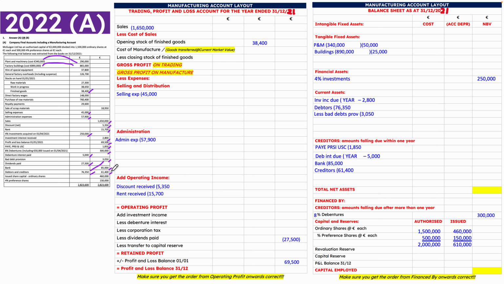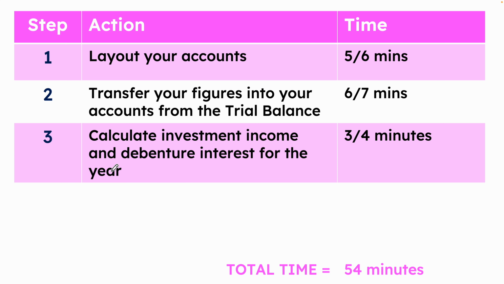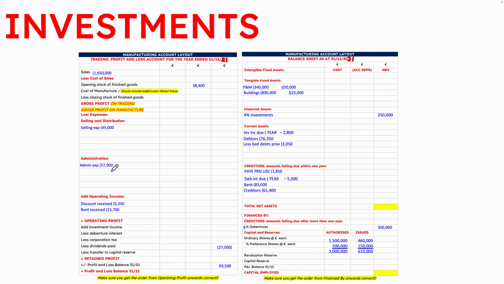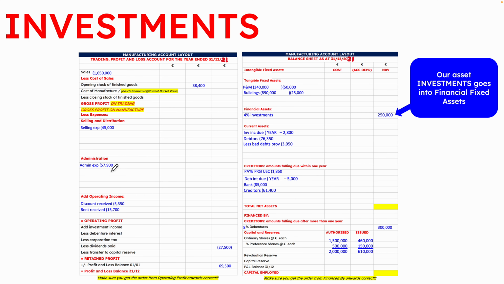And you're getting quite a few marks by doing this. Step 3 then is calculate investment income and debenture interest for the year, and this should take you 3 or 4 minutes. So let's just think about our investments again. What is the story with them?